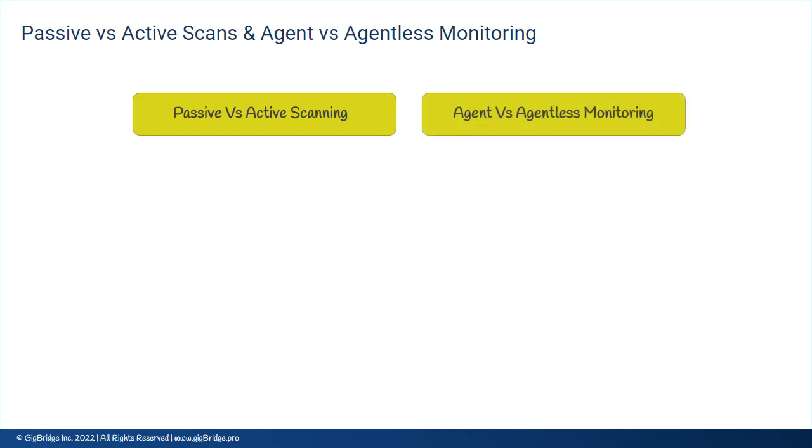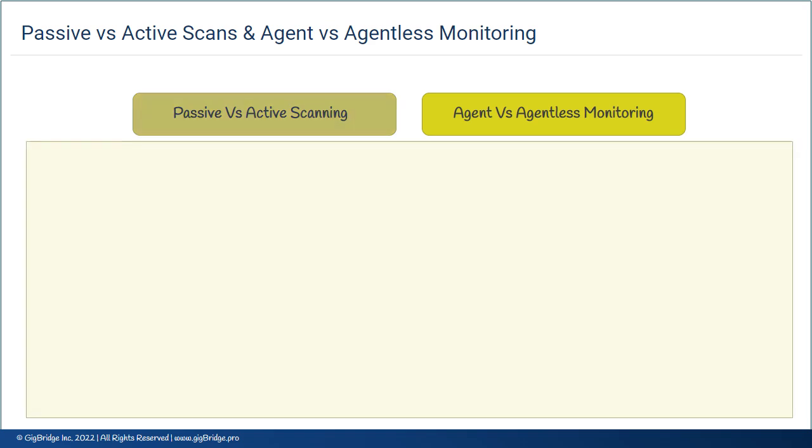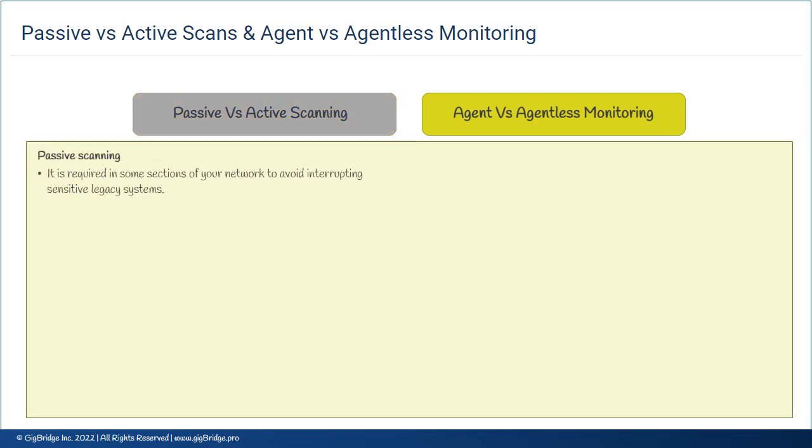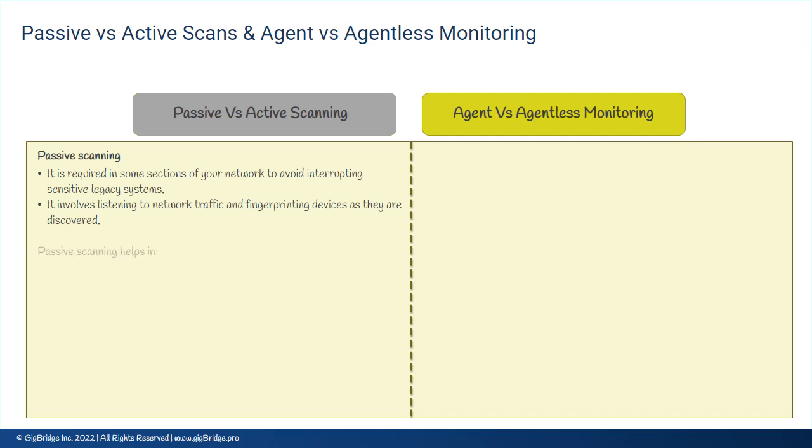Let us now understand the various forms of network monitoring. Passive versus active scanning. Passive scanning is required in some sections of your network to avoid interrupting sensitive legacy systems. The technique of passive scanning involves listening to network traffic and fingerprinting devices as they are discovered. This aids in the creation of an asset inventory, determining communication patterns, network mapping, and the detection of vulnerabilities.